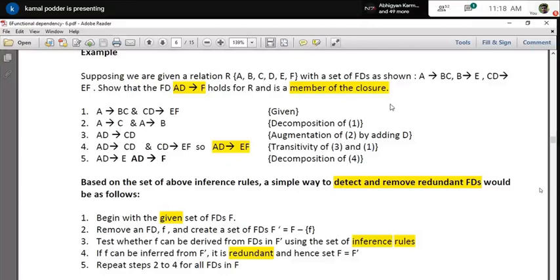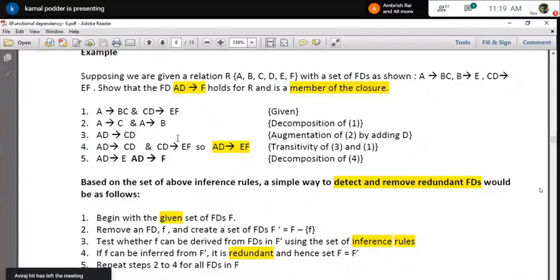From the set of FDs you have to find the closure. And how do you find the closure? From that particular set of FDs you have to apply all six rules and then find the result. What is the result you are getting? And in that particular result, if you find all the attributes are getting in the result, then you can say that this is a closure.